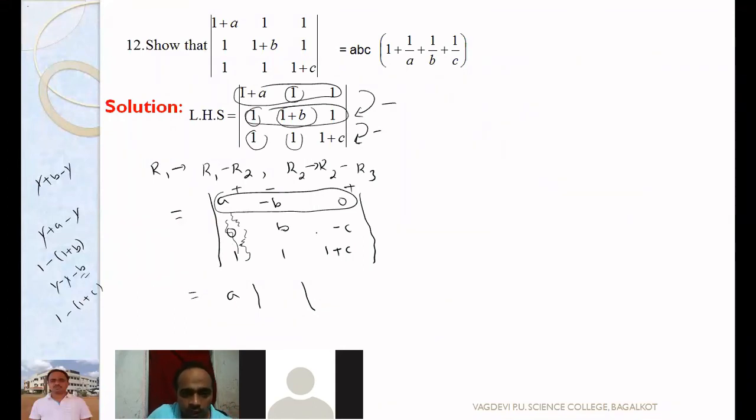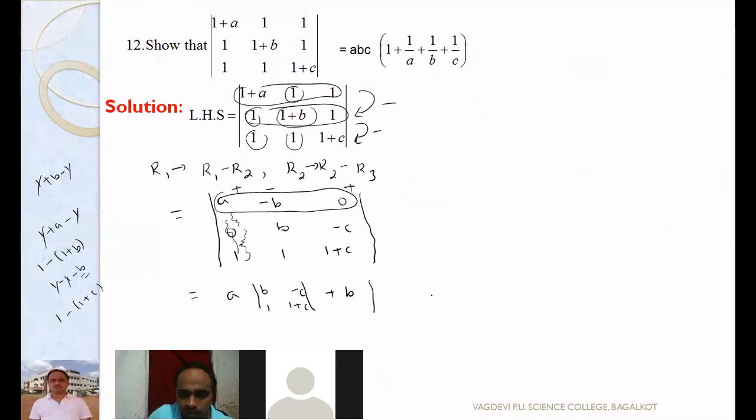What numbers do I get? B minus C, 1, 1 plus C. Very good, we get B here. Many of you are committing a mistake while writing the minor. B minus C, 1, 1 plus C. Correct, I have written. Next, minus into minus, plus B.